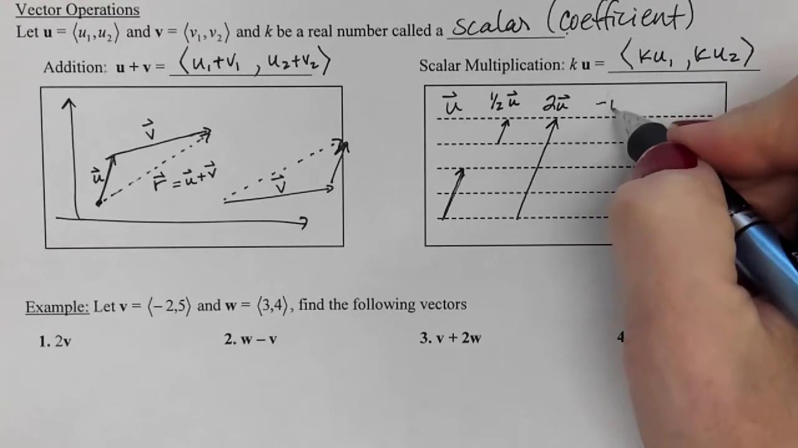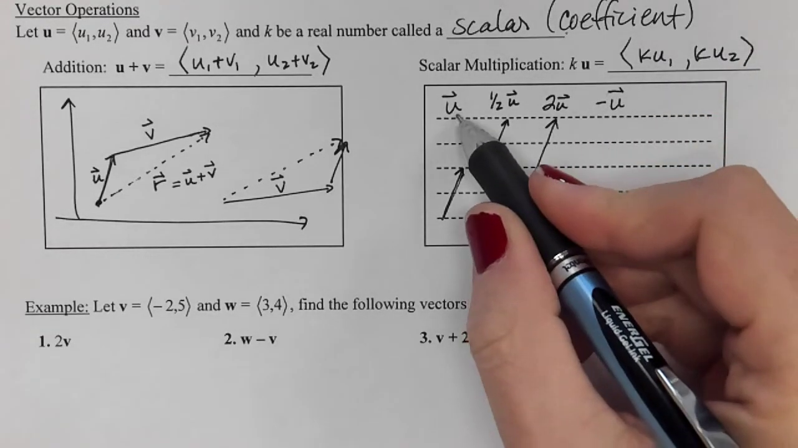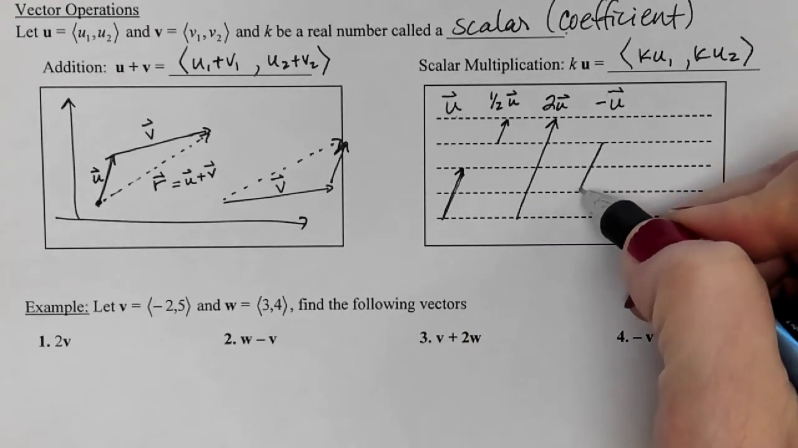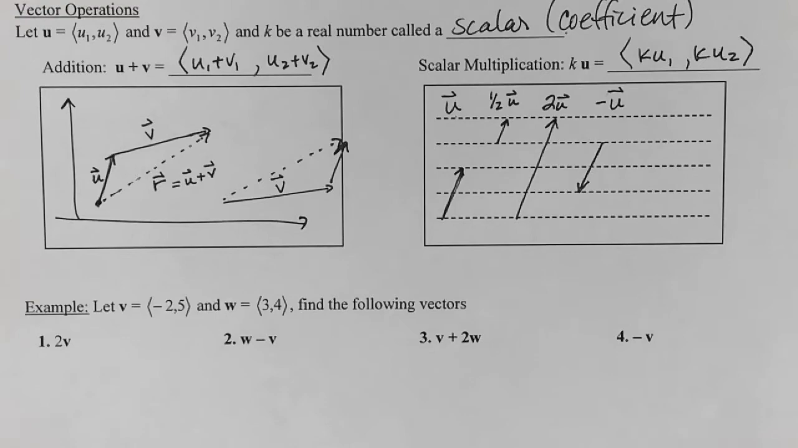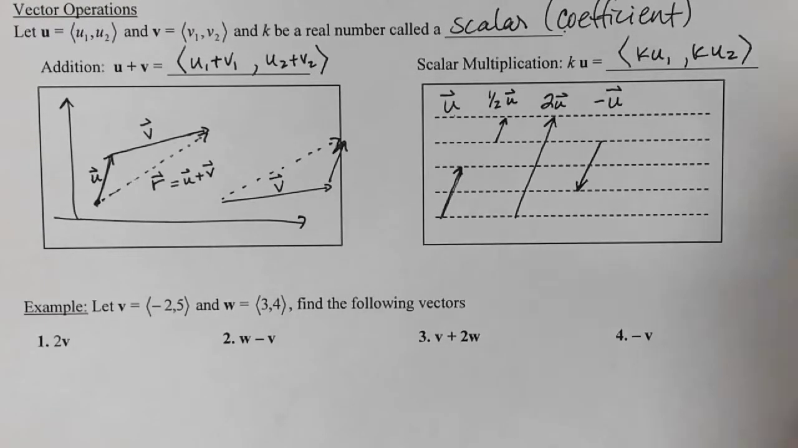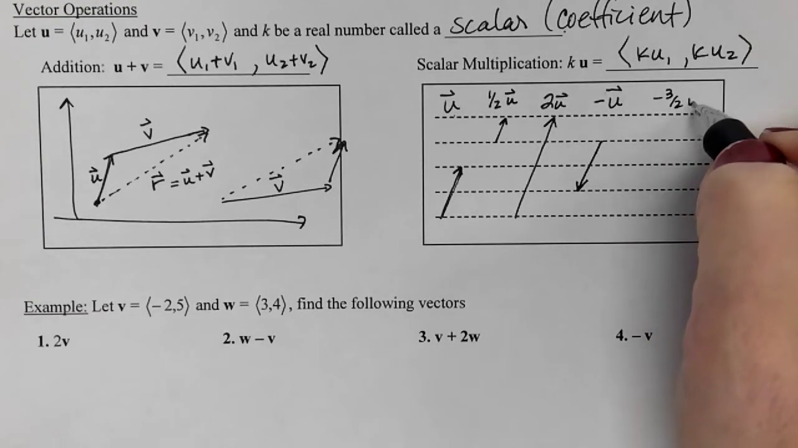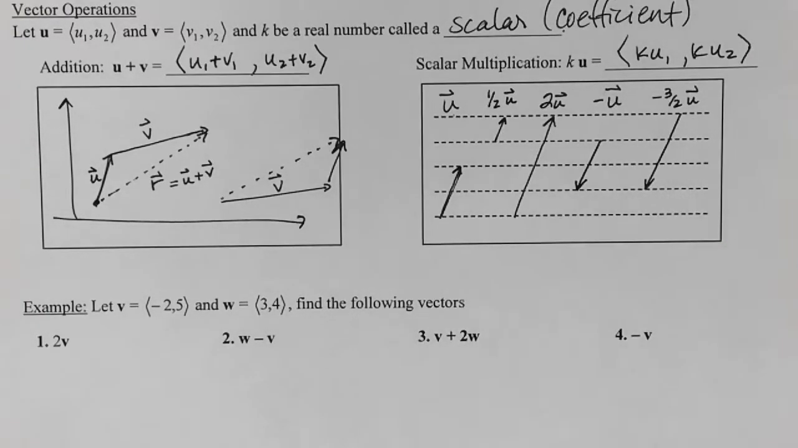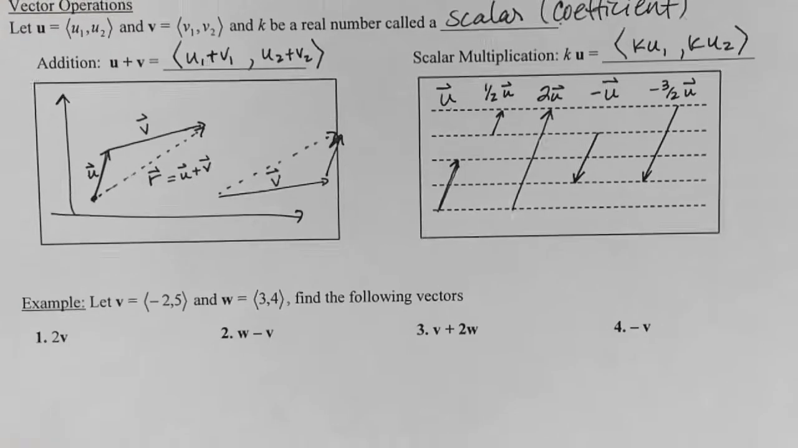If I do a negative u, means the exact same vector but pointing the other way. So 2 dotted lines, same slope, arrow is going the other way. So if I wanted to do, let's say, negative 3/2 u, so I need 1.5 dotted lines, same direction, same angle, just 1.5 lines long.